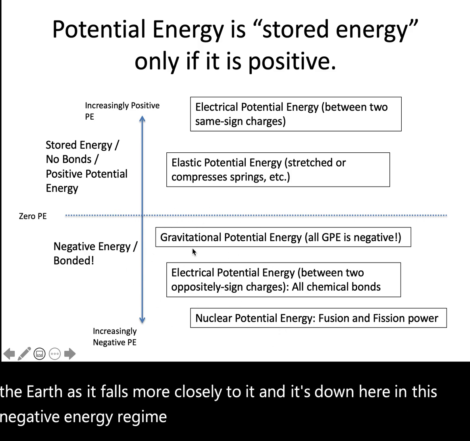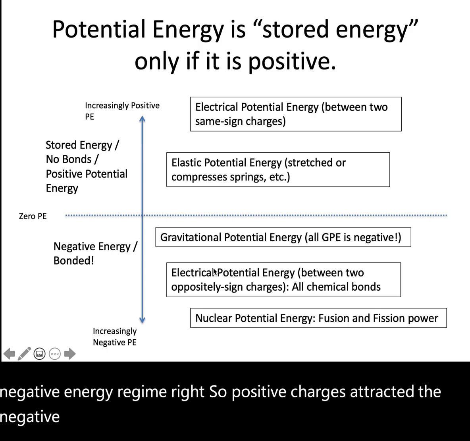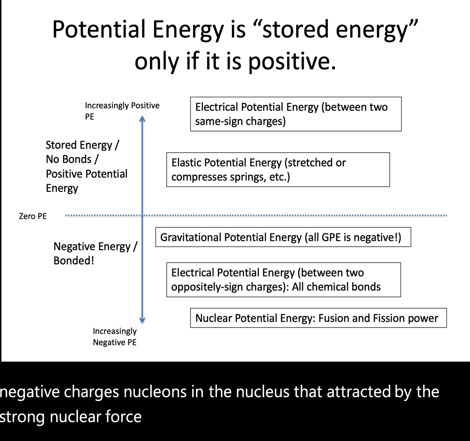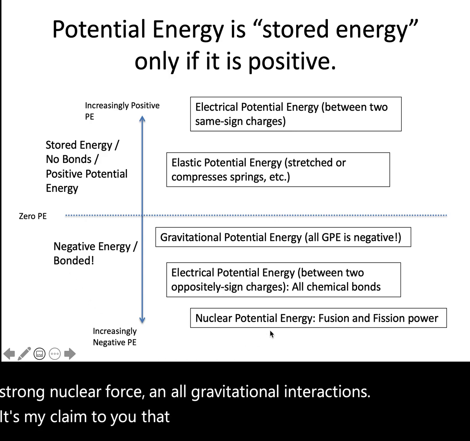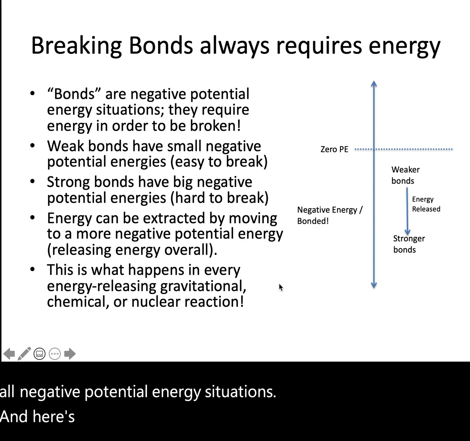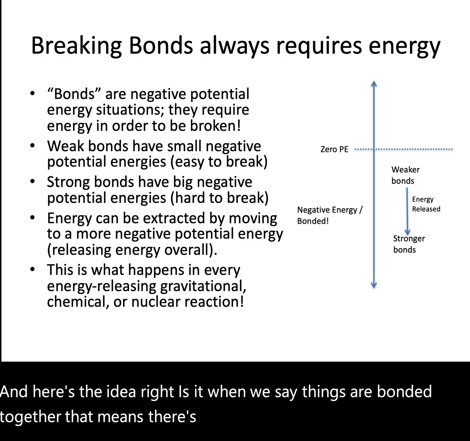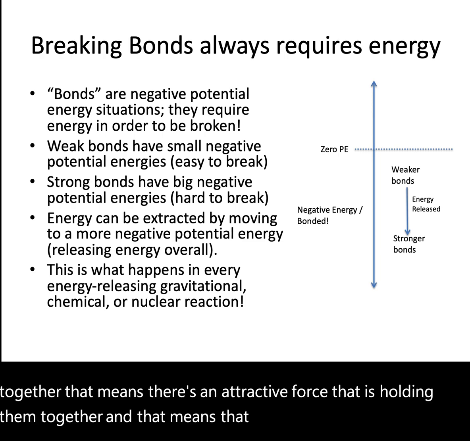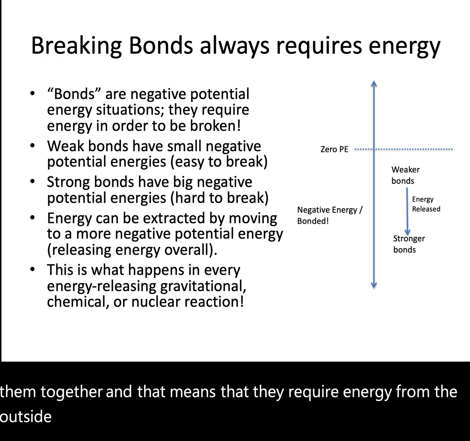So positive charges attract to negative charges, nucleons in the nucleus are attracted by the strong nuclear force, and all gravitational interactions. It's my claim to you that those should be rightfully thought of as all negative potential energy situations. And here's the idea, right? When we say things are bonded together, that means there's an attractive force that is holding them together, and that means that they require energy from the outside world in order to break those bonds, right?